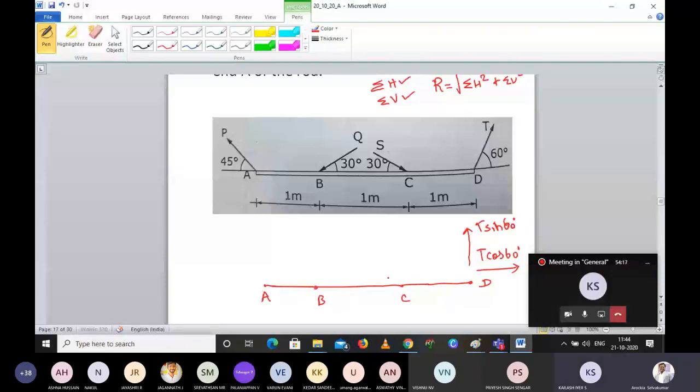What about here? It will be S cos 30. Will it be a down or up horizontal component? Horizontal component, how much? S cos 30. Okay, vertical? S sin 30. Yeah, very good. It will be downwards. Please take a note, guys, others.